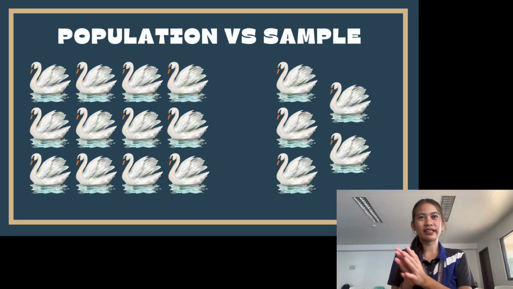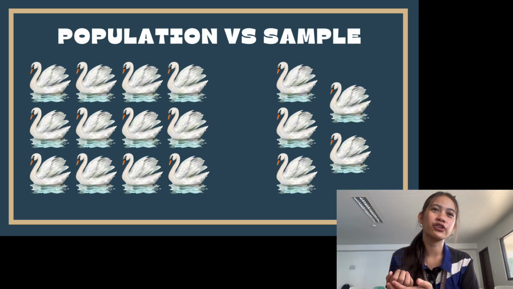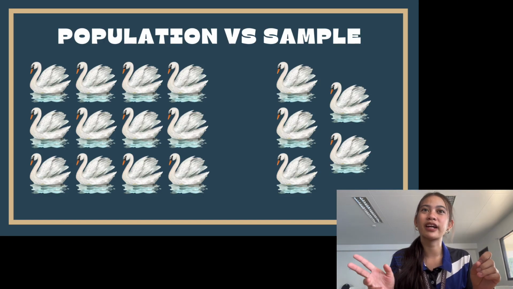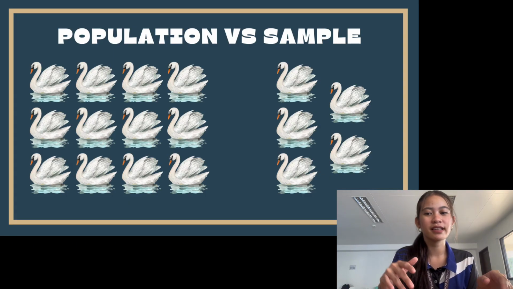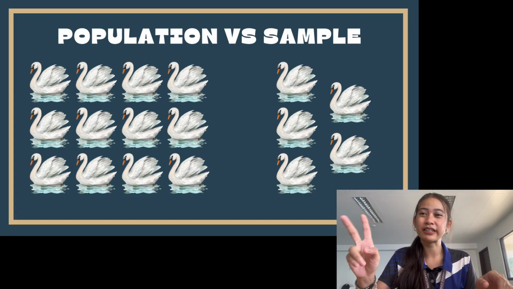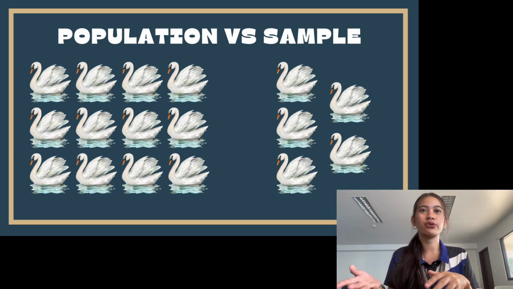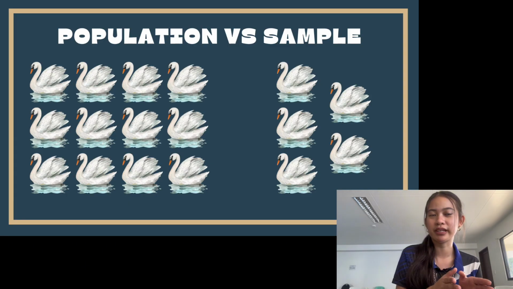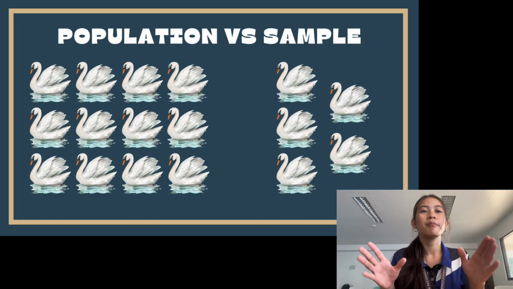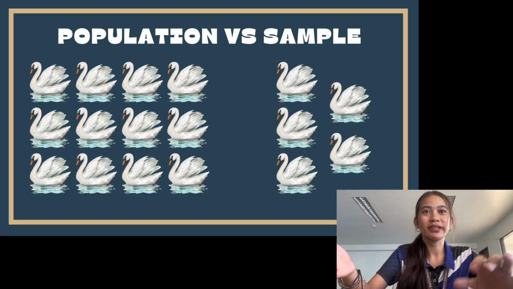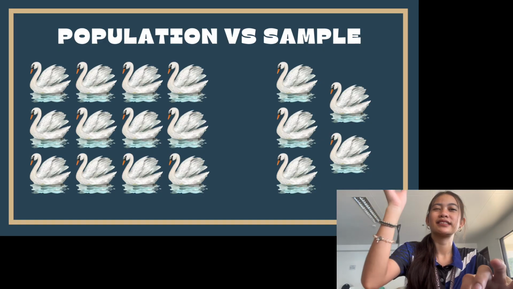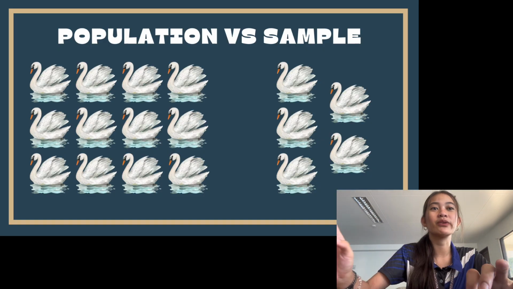This was not stated in the handout, but to avoid confusion, because I was also confused in the handout, it was not explained there what is population, what is sample, but there are two types of standard deviation. So let me walk you through the two types of means, the population mean versus sample mean. So here we have this illustration, population versus sample. Here we have 12 swans, and here in the sample we only have 5 swans.